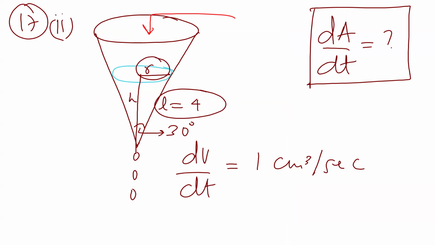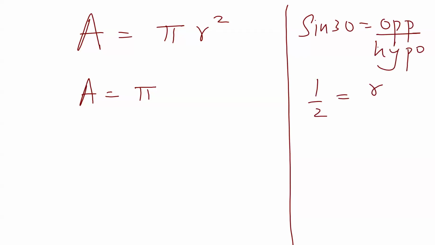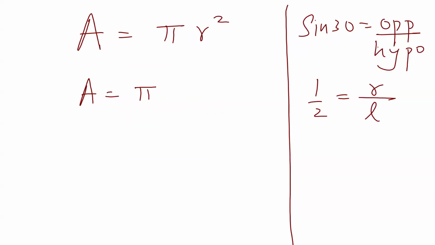So look at the triangle over here, R, H, and L, and 30 degrees. So sine 30 is equal to opposite upon hypotenuse. Half is equal to R upon L. Opposite to 30 degrees is R, hypotenuse is L. Okay, so R is equal to half L.